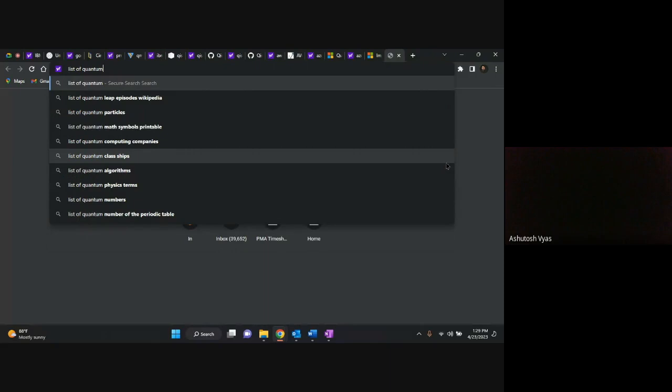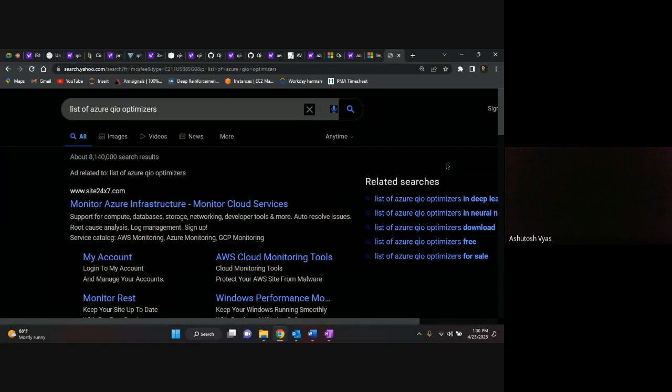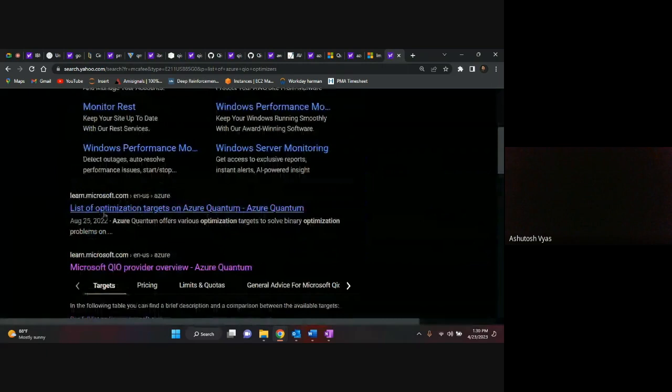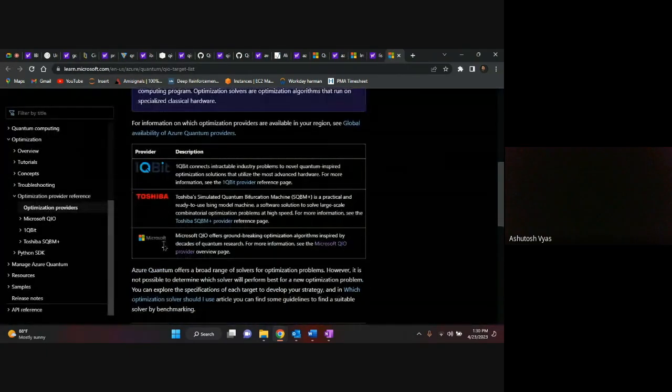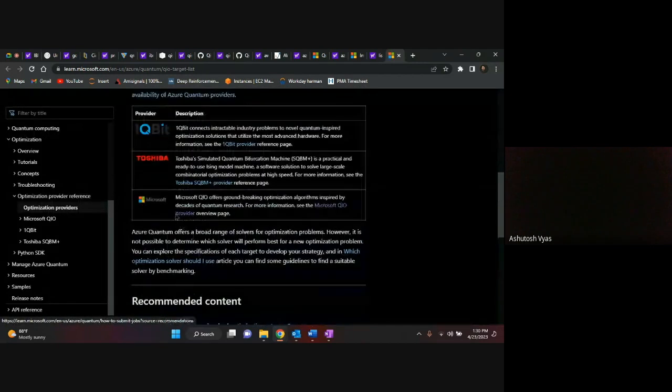So if I just search the list of quantum QIO optimizers, let's see what comes. List of optimizations. So you see, yeah, Toshiba, okay, got this one.